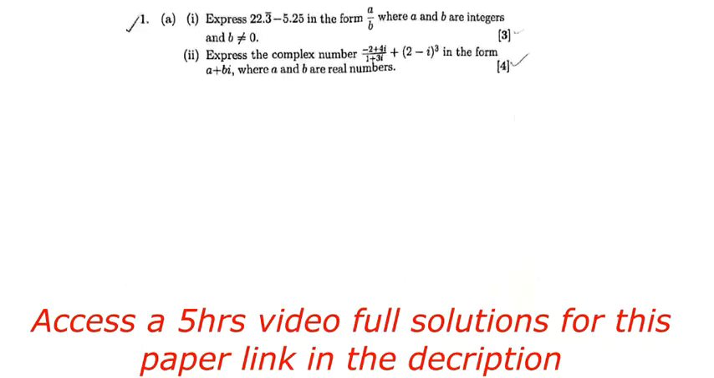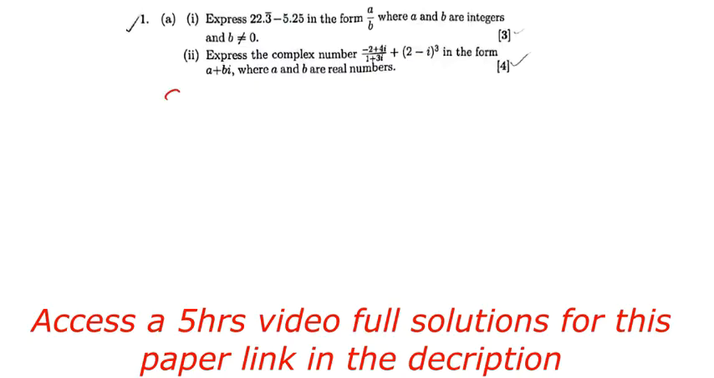So, express 22.3 recurring minus 5.25 in the form of a over b, where a and b are integers and b is not equal to 0. Okay, so how do we handle that? Of course, that's coming from rational numbers, right?